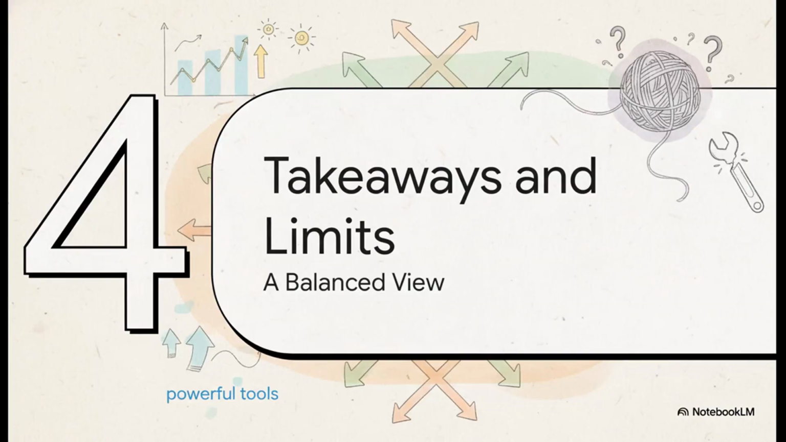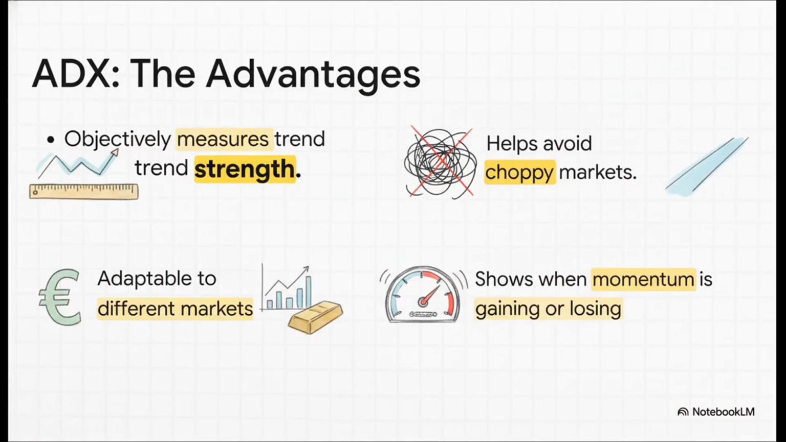So as you can see, the ADX is a beast of a tool. But let's be real, no indicator is a magic wand. So let's wrap this up with a balanced look at what it does best, and just as important, what its limits are. On the plus side, it gives you a hard number for trend strength. No more guessing. It is fantastic for helping you dodge those awful choppy markets and for confirming when a breakout is the real deal. And best of all, it works on pretty much any market or time frame, and it clearly shows you when momentum is picking up or starting to die down.